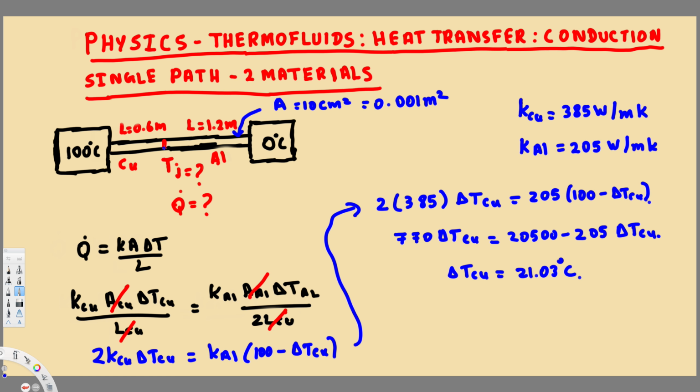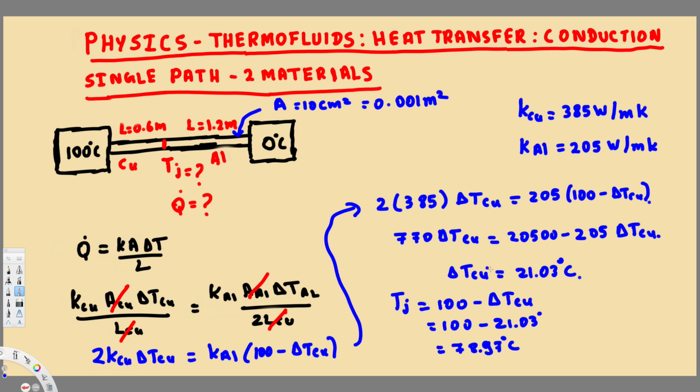Now this is delta T_Cu, but the question is asking for the junction temperature. To find the junction temperature, all we have to do is simply subtract this delta T_Cu from 100. T_j is equal to 100 minus delta T_Cu, and 100 minus 21.03 degrees Celsius is going to give us 78.97 degrees Celsius. Now we have the junction temperature.